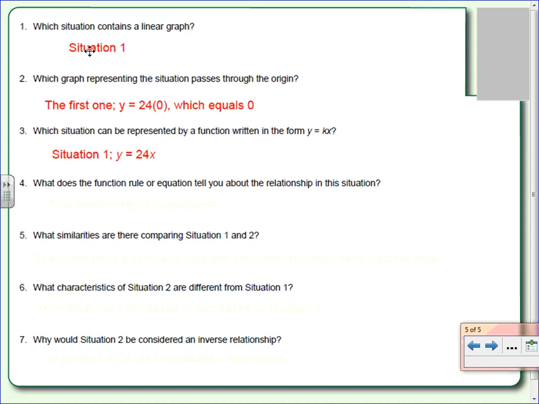Now, number 4 kind of goes with number 3 here. What does the function rule or equation tell you about the relationship in this situation? I need you to write down for me that it shows that it is proportional. This relationship is proportional. In other words, every time I make a batch, I'm always going to increase it by the same number, which in our case is 24.